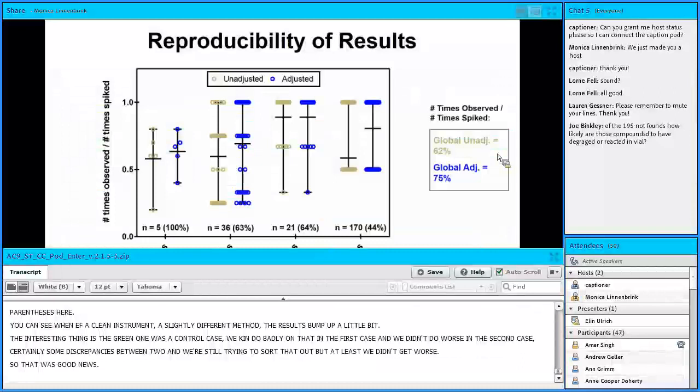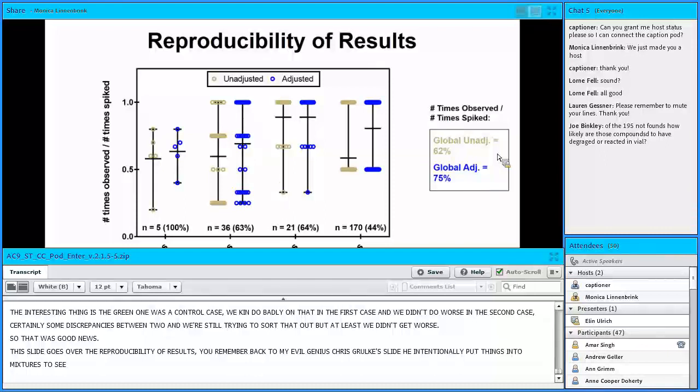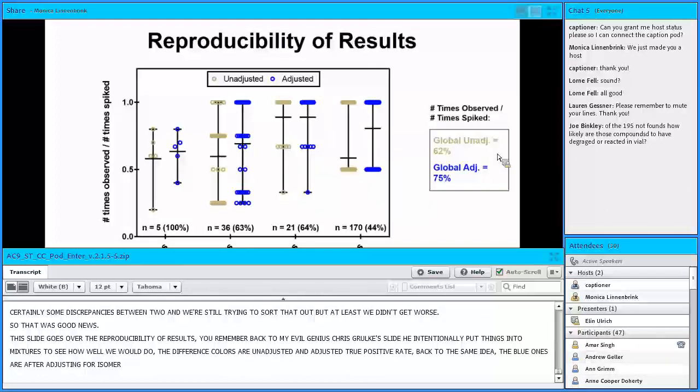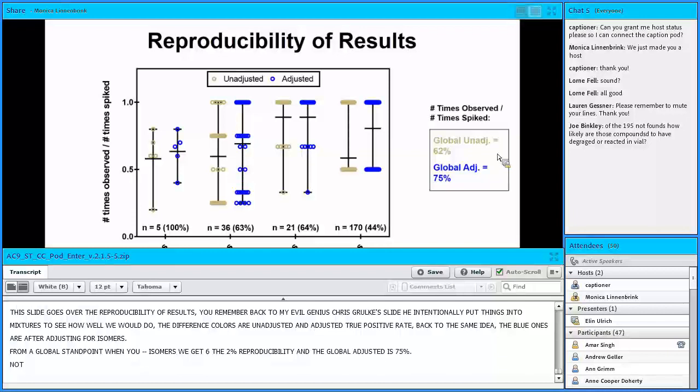This slide goes over the reproducibility of results. If you remember back to my evil genius Chris Grolke slide, he did intentionally put things into multiple mixtures to see how well we would do. The different colors are the unadjusted and adjusted true positive rate, or going back to that same idea. So the blue ones are after adjusting for isomers. From a global standpoint, when you don't adjust for isomers, we get 62% reproducibility for the compounds that were spiked multiple times, and the global adjusted average is 75%. It's not perfect, but again, for a first pass, it ain't bad.